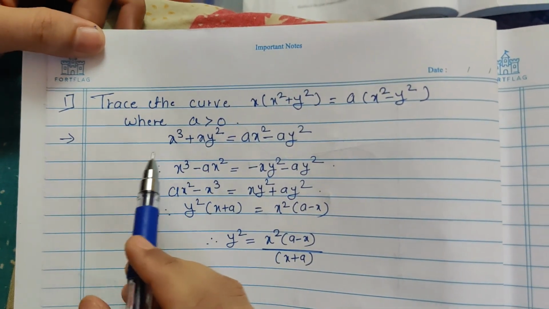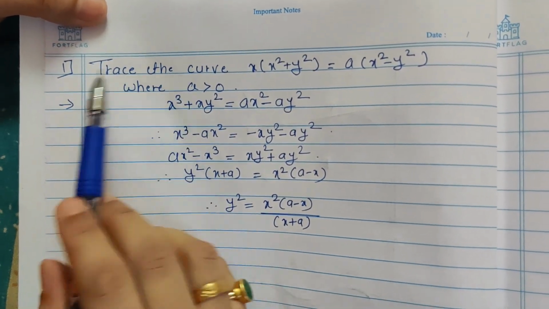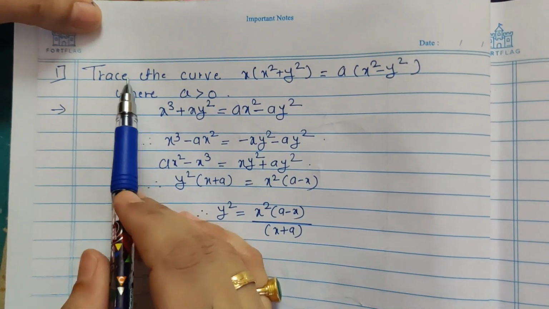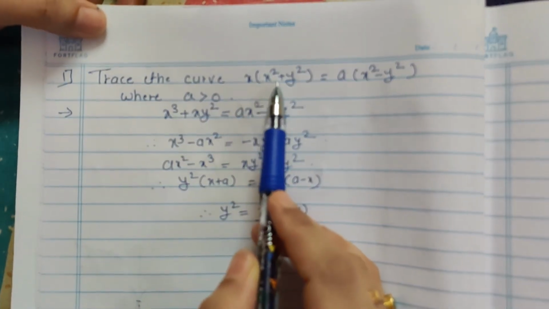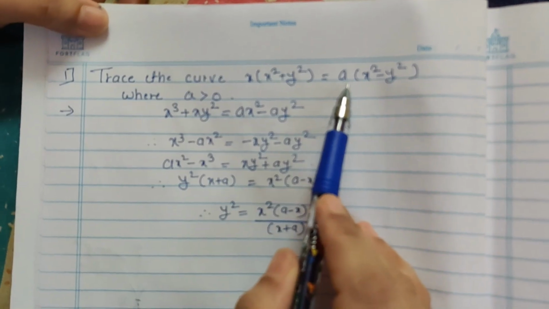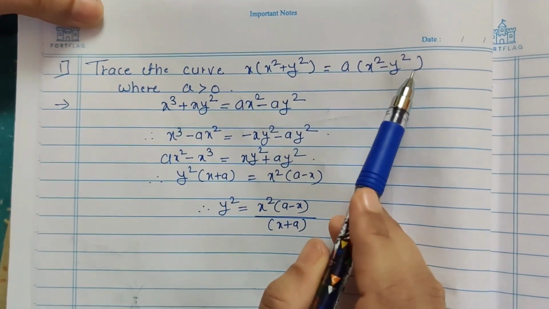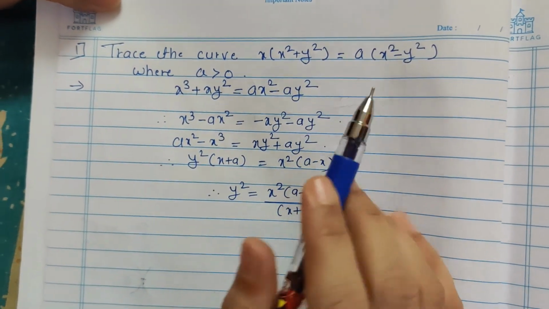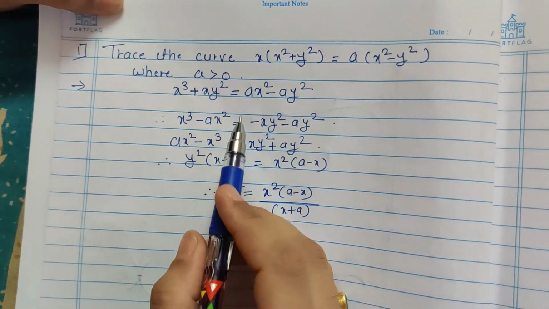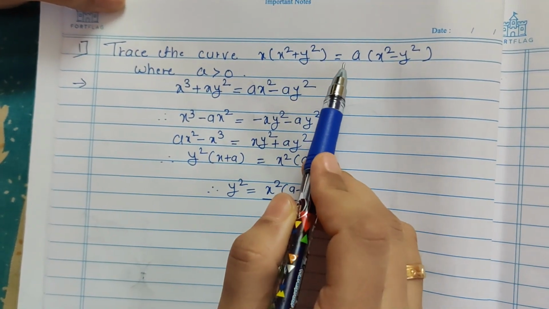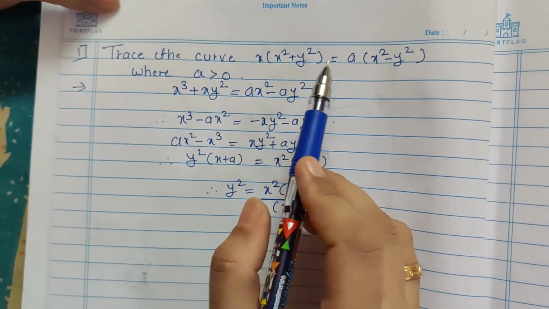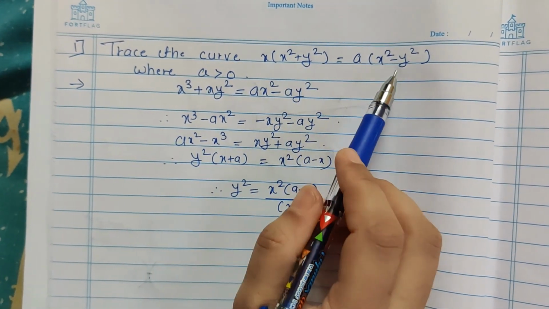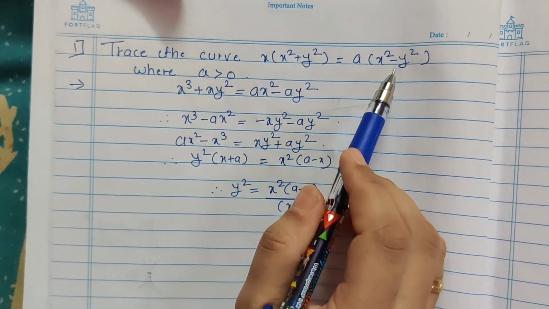Hello students, in this video we will see the example of a Cartesian curve. The example is x(x² + y²) = a(x² − y²), where a is greater than 0. First thing we have to do is express this relation explicitly, y in terms of x or x in terms of y.